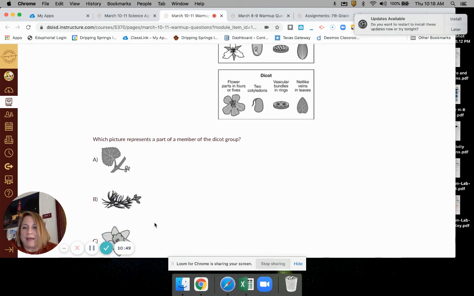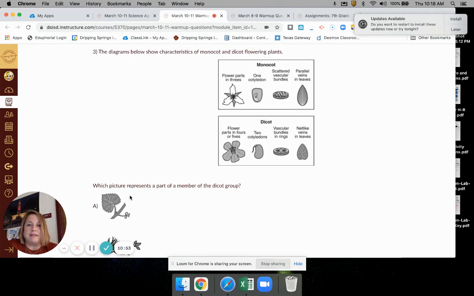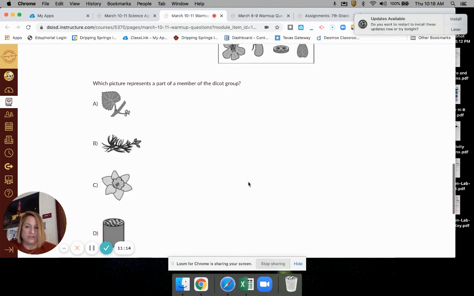If you look at branches, we don't really have anything about branches that'll tell us that. But if you look at the leaf, monocots have parallel veins in leaves, and dicots have net-like veins in leaves. And our choice A has net-like veins. So the answer, picture A, represents a member of the dicot group. So even though we didn't know what monocots and dicots were, we answered the question.